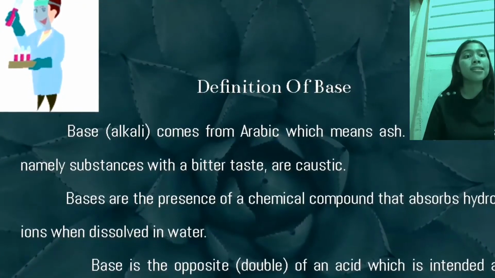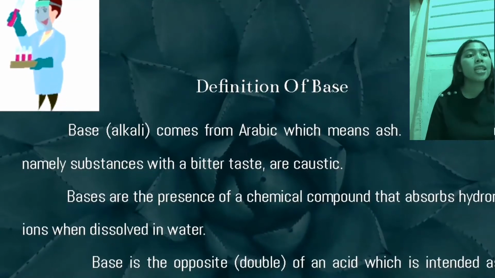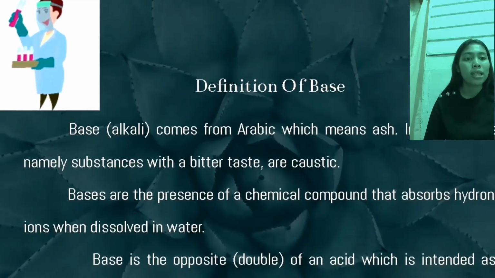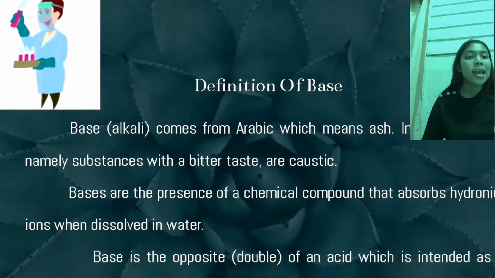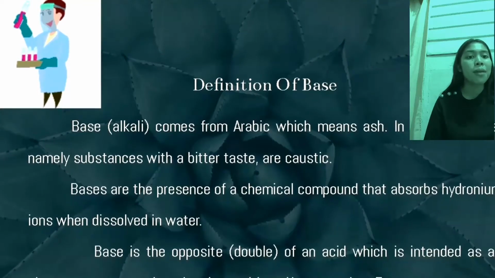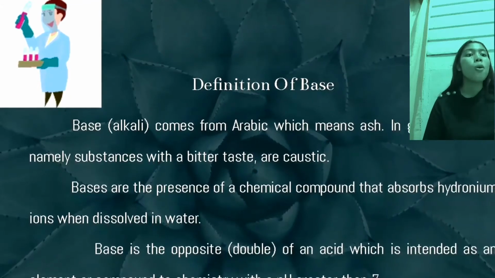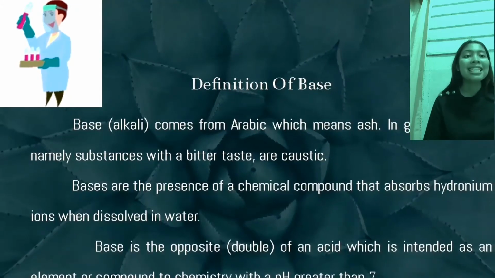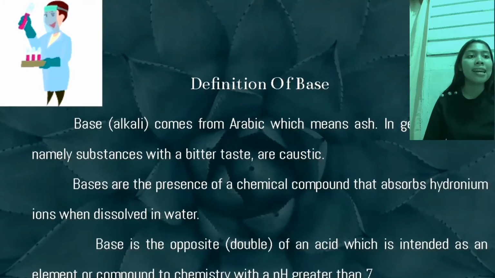Bases are the presence of a chemical compound that absorb hydronium ions when dissolved in water. Base is the opposite of an acid, which is intended as an element or compound in chemistry with a pH greater than 7.